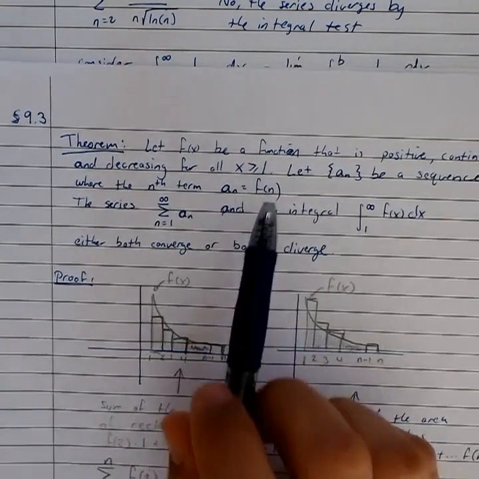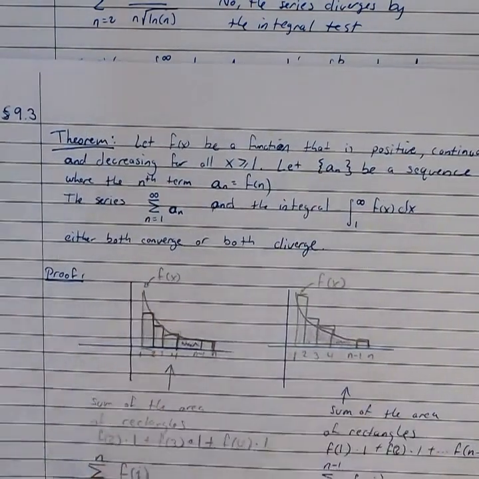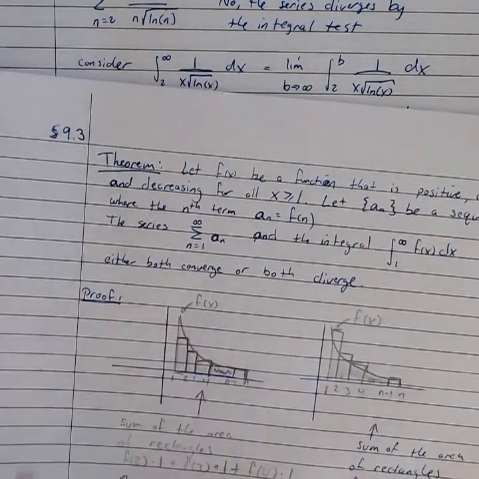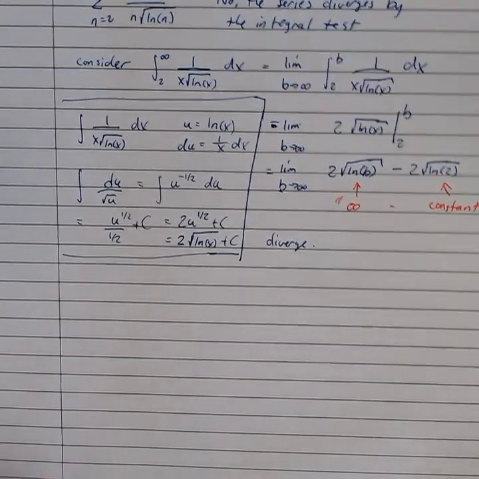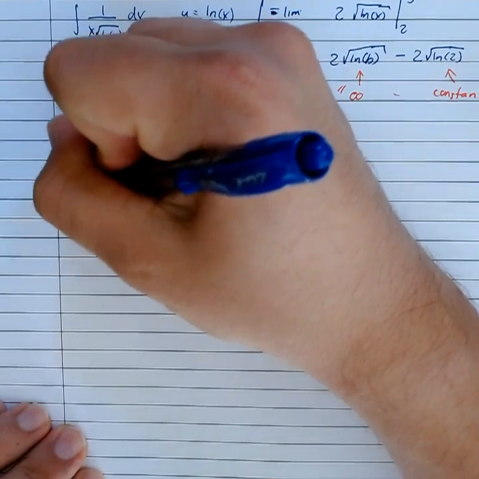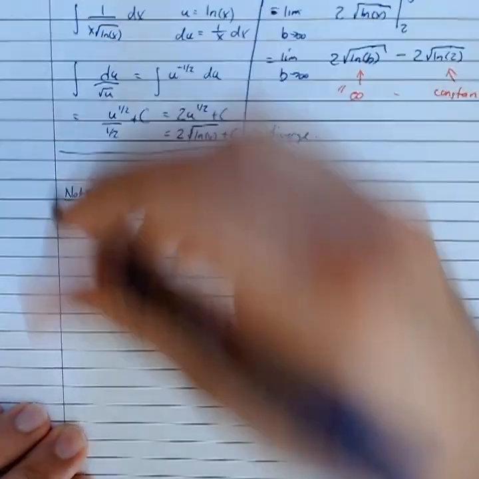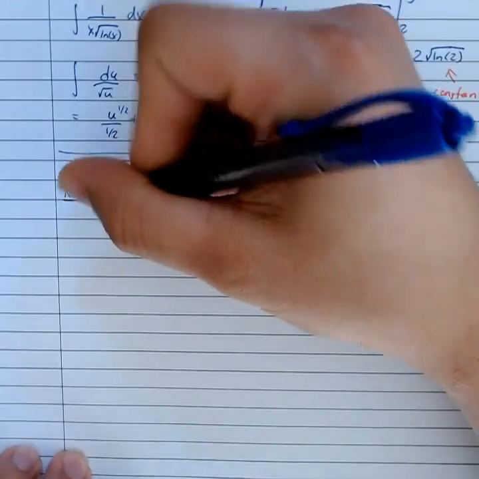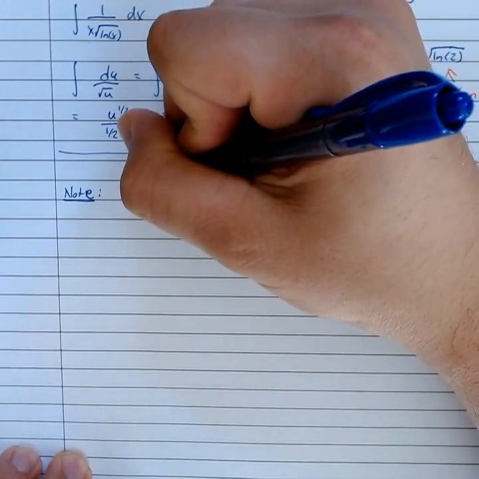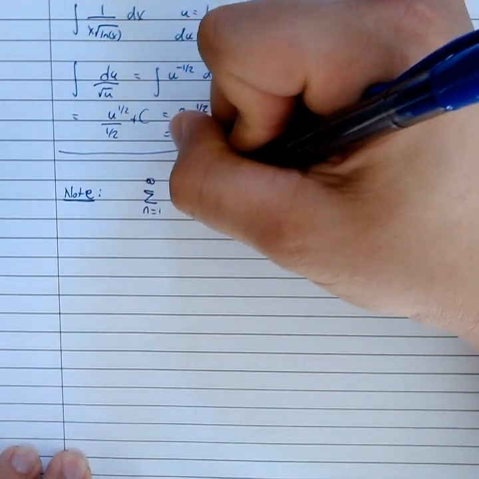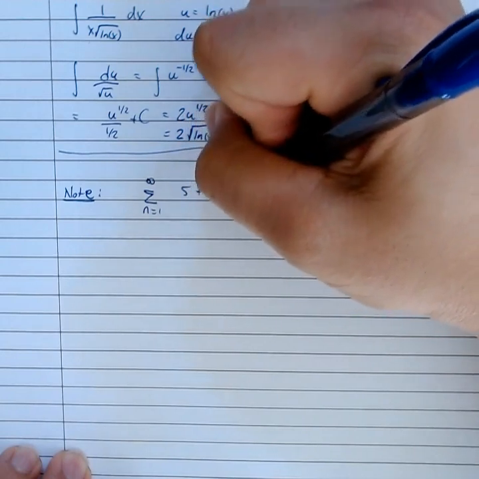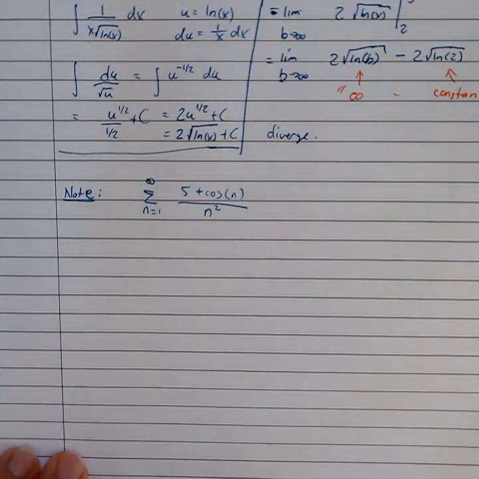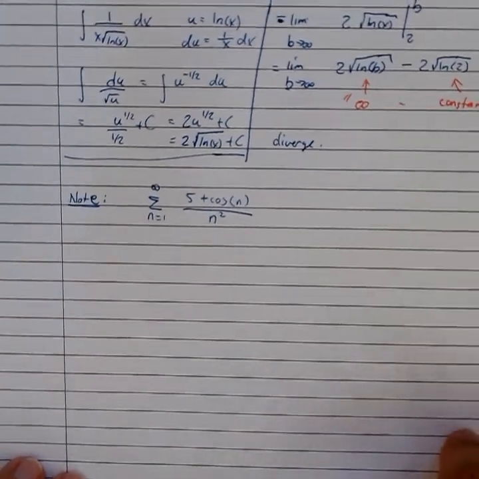The test requires that your function be positive, continuous, and decreasing for all values of x which are greater than or equal to 1. Which means if any of these 3 conditions are violated, that means the test does not apply. So note, consider the series given by the sum as, let's say n goes from 1 to infinity of 5 plus the cosine of n over n squared. Something like this. This would not be a candidate for the integral test.